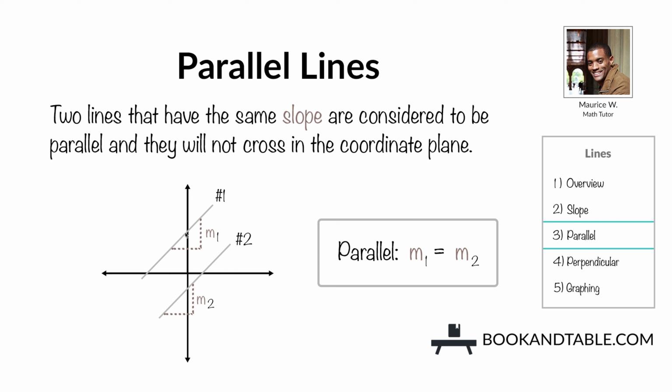So their y-intercepts will be different. The location where they cross the y-axis is different. The only time you'll have parallel lines that cross is if they are the same exact line. All right, so just look out for that unique case on your quiz or exam. So if you are told that two lines are parallel, you know one slope is equal to the other.